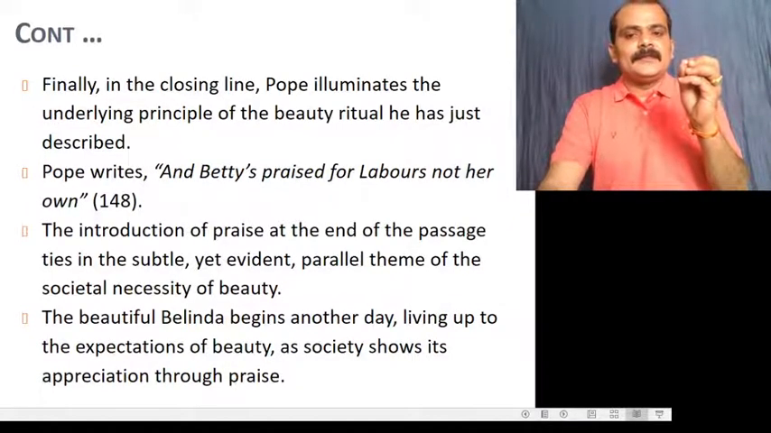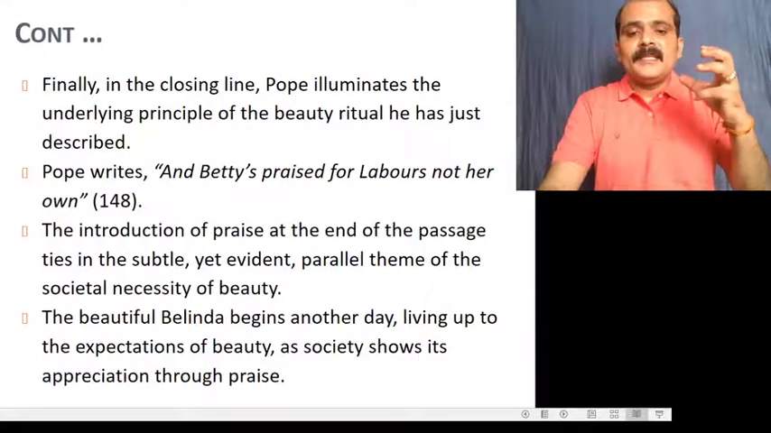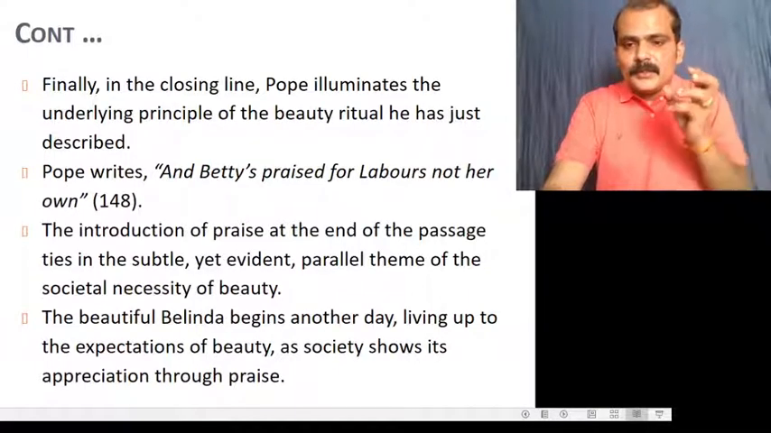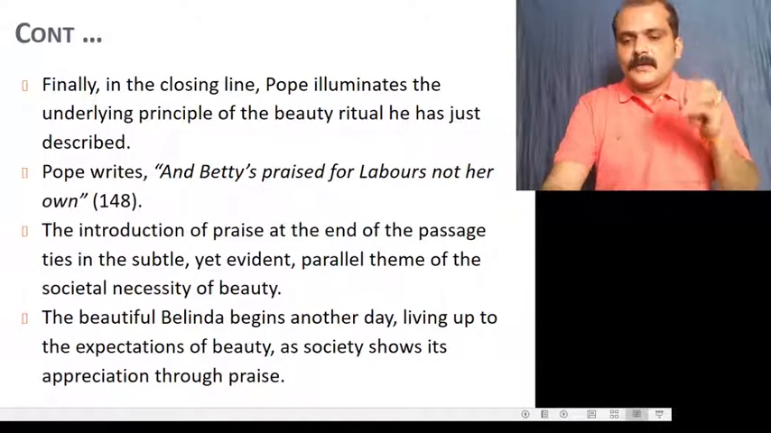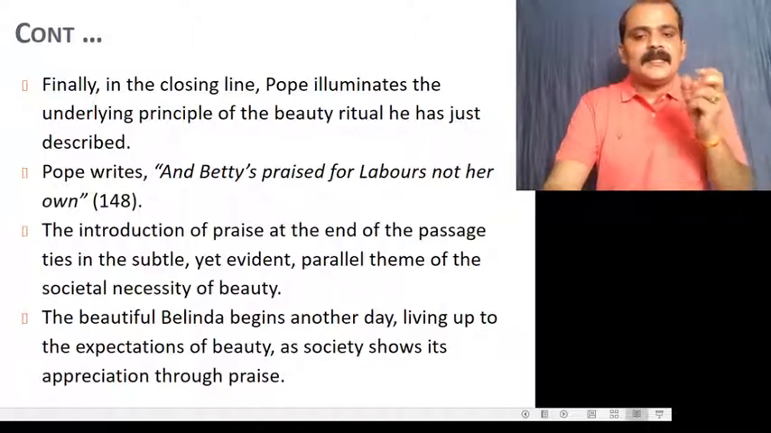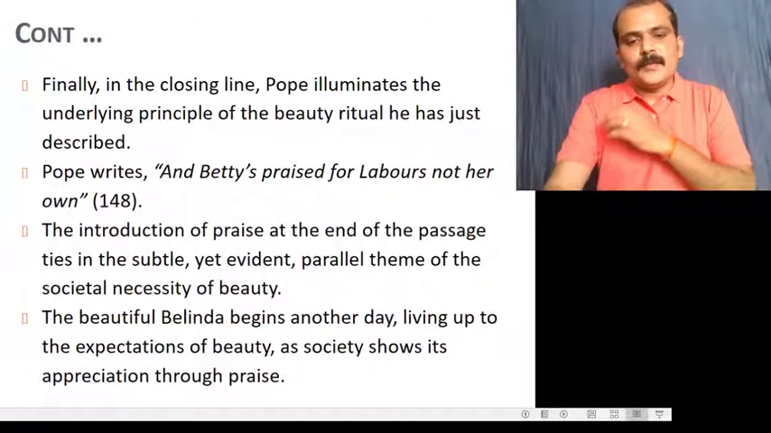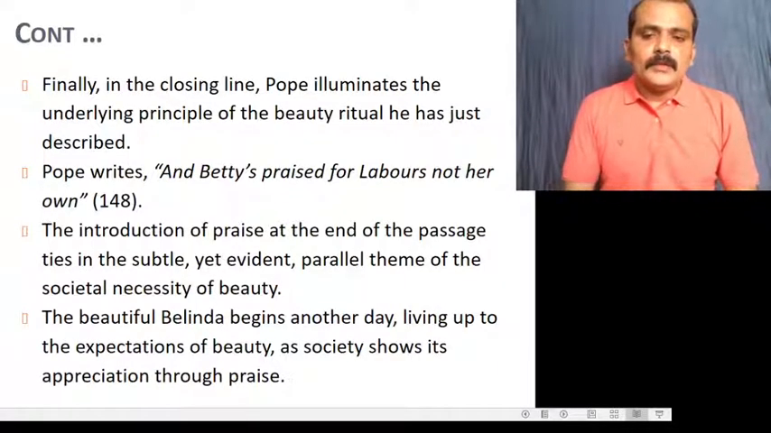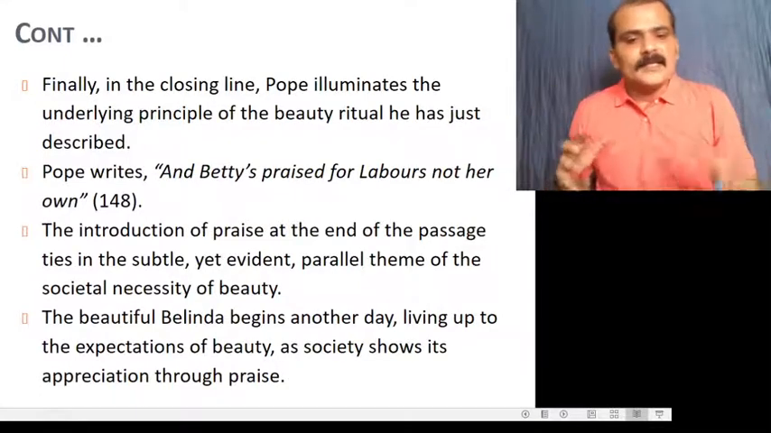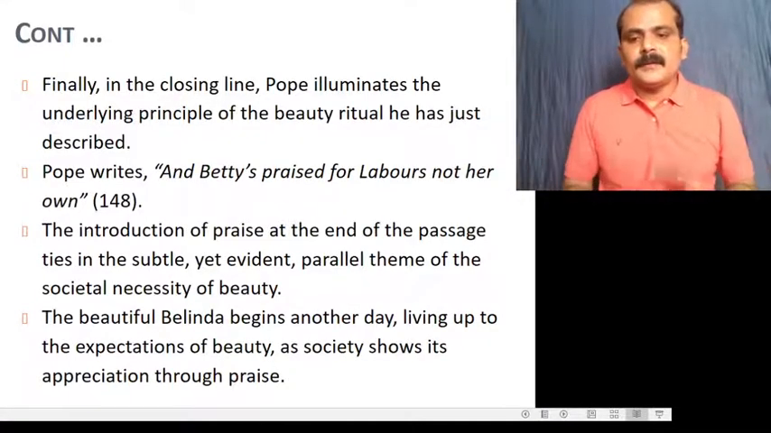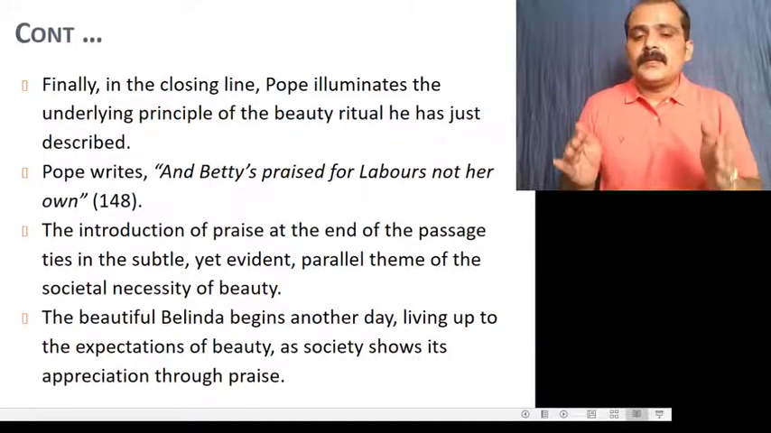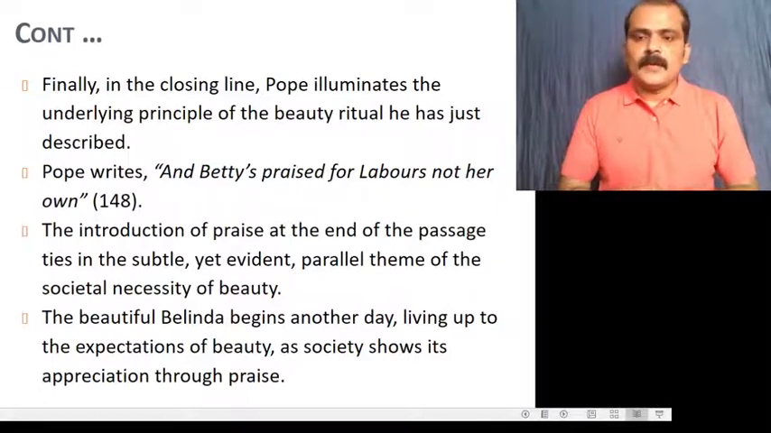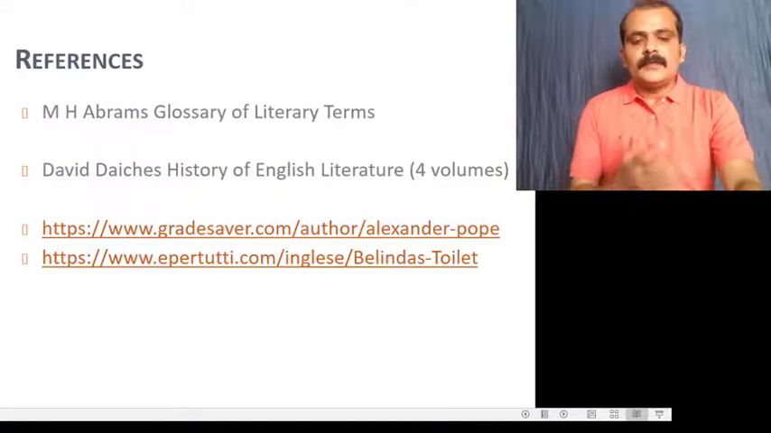"And Betty's praised for labors not her own." See, look at the introduction of this praise at the end. It ties in a subtle yet evident parallel theme of the societal necessity of beauty. So the beautiful Belinda begins another day living up to the expectations of beauty, as society shows its appreciation through praise.